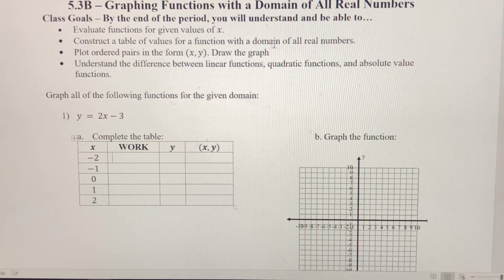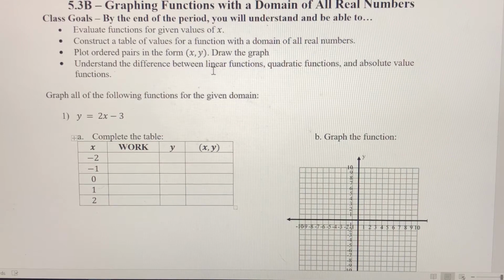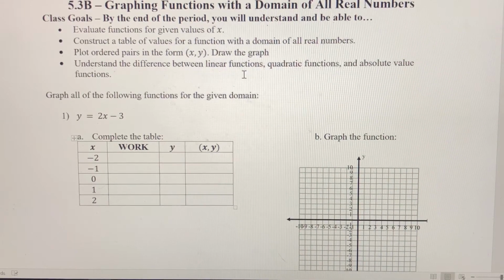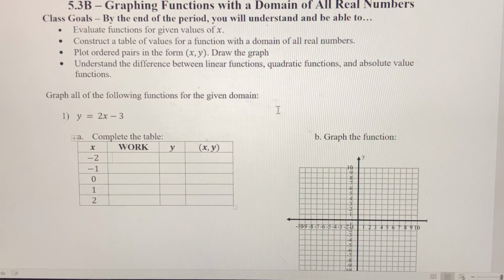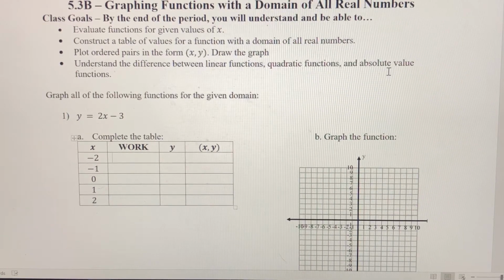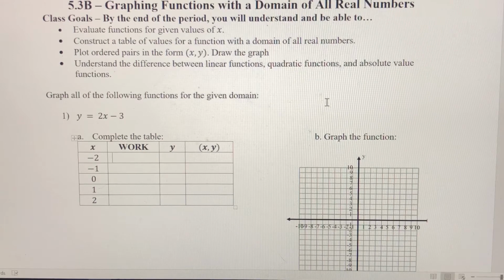We're going to construct a table of values. So we're going to finish this table of values here. We're going to show the work. We're going to get our y-coordinate, and we're going to write it as an ordered pair. And then we're going to draw the graph once we have all these ordered pairs. After we go through a few videos for this set of notes, you're going to need to understand the difference between linear functions, where the graph is a line, quadratic functions where the graph is kind of a U shape, called a parabola, and absolute value functions, which is a V-shaped graph.